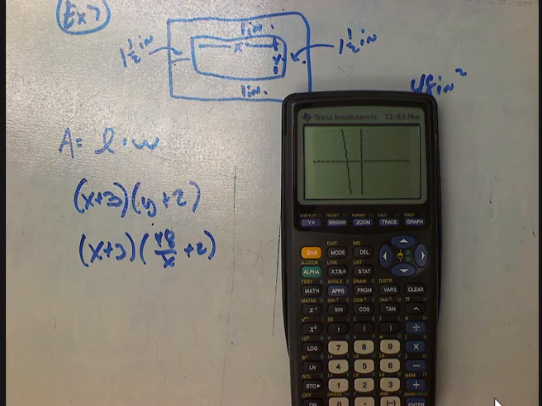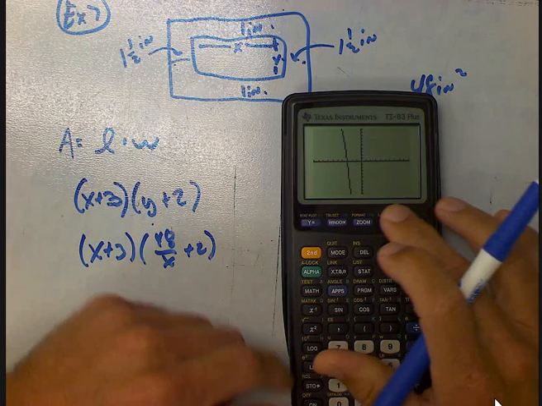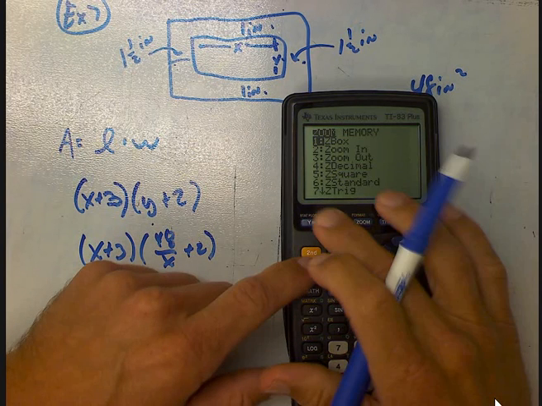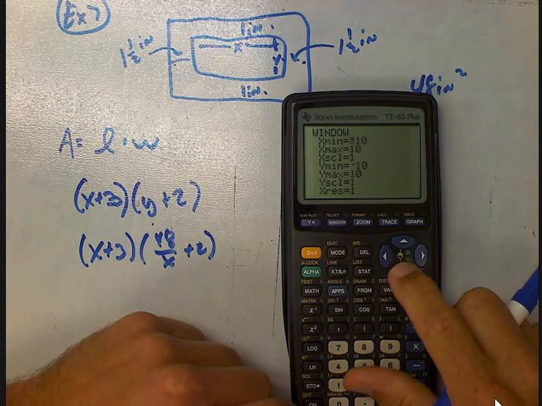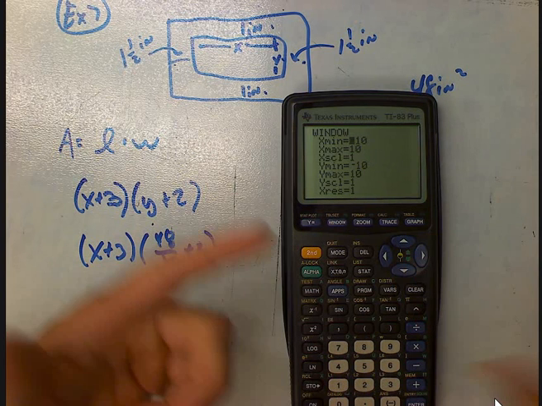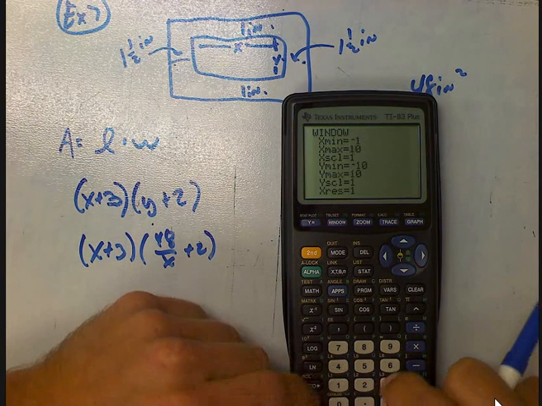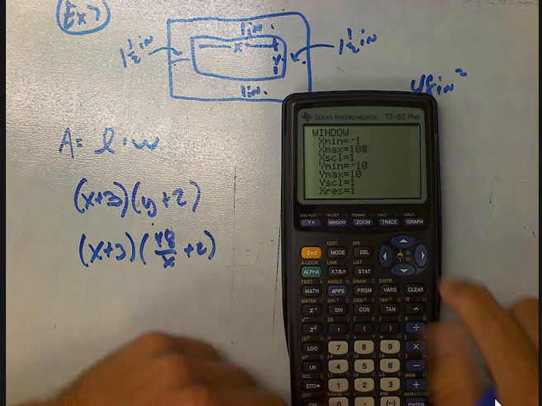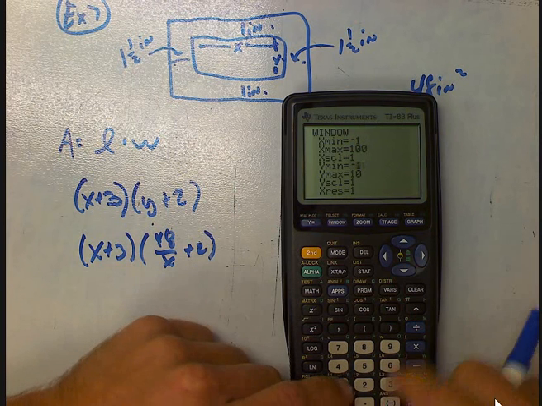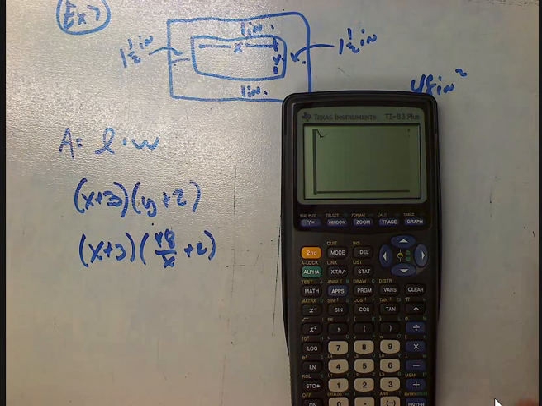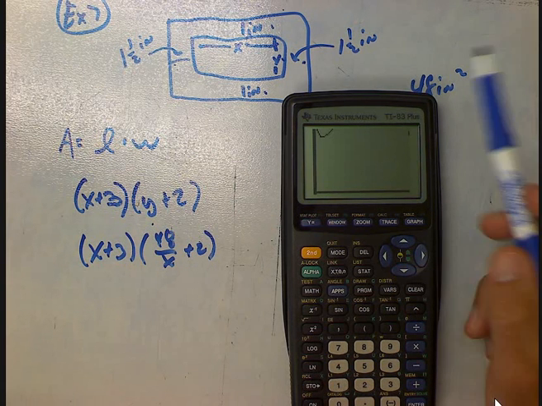So I'm going to zoom out a little bit, and actually what I'm going to do instead of zooming, I'm going to change the window. And since I need X to be positive, I'm going to change that minimum to -1. The maximum I'm going to change, let's say, to 100 just to see what would happen. Y minimum -1, and change the Y maximum also to 100. Graph.